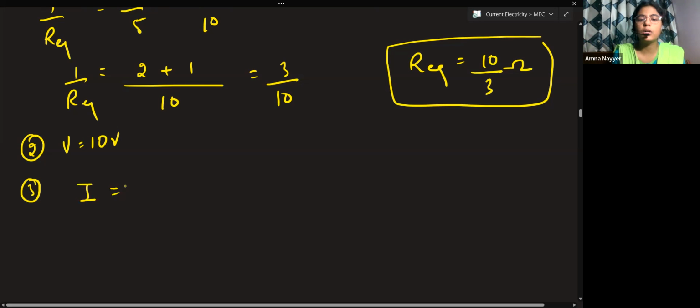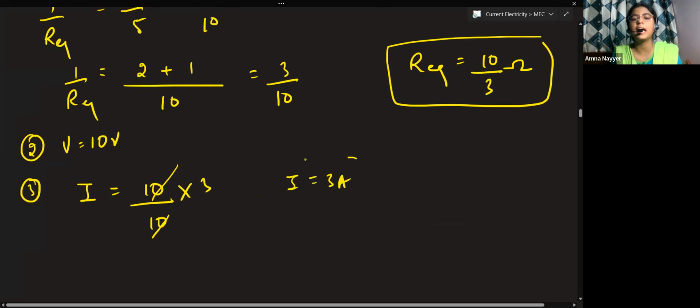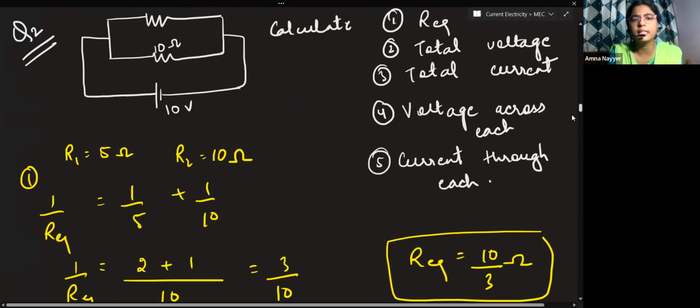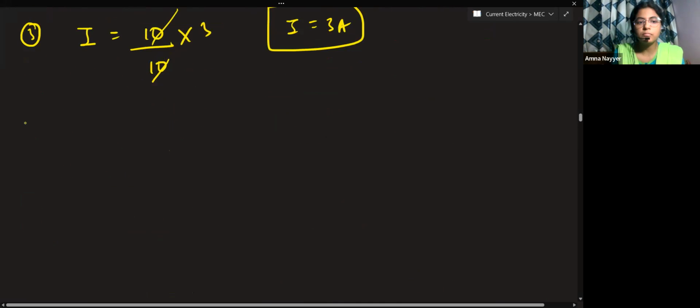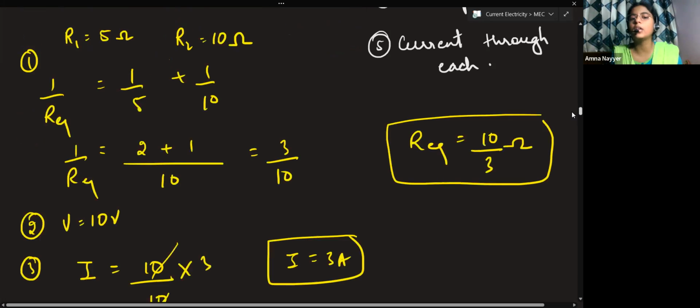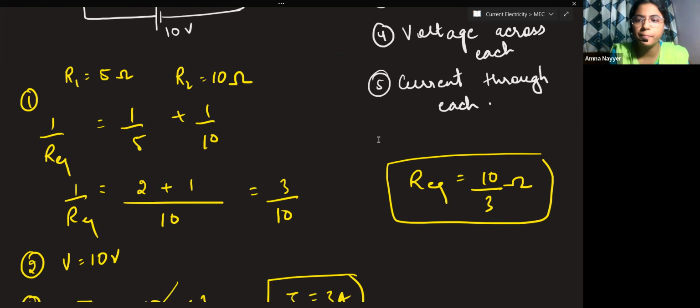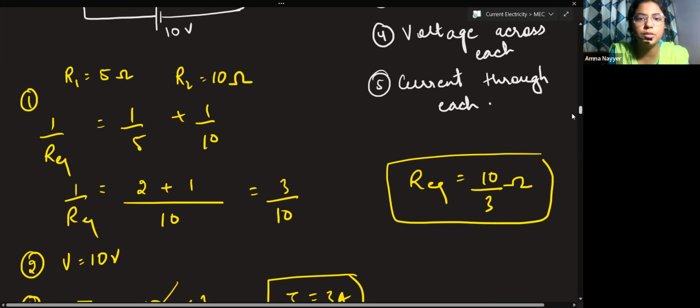So current will be what? This will be simply V divided by R equivalent. V is 10, R equivalent is 10 by 3. So 10 gets cancelled, current becomes 3 ampere. This is the answer of the third part. Now voltage across each and current across each, I think. Yes, voltage across each and current across each. See, Hiba, did you understand how to solve the first part? We cannot add 5 and 10 in the denominator and write it as 1 by 15. You have to take the LCM and then solve it. Hiba, just let me know if you have understood or not.